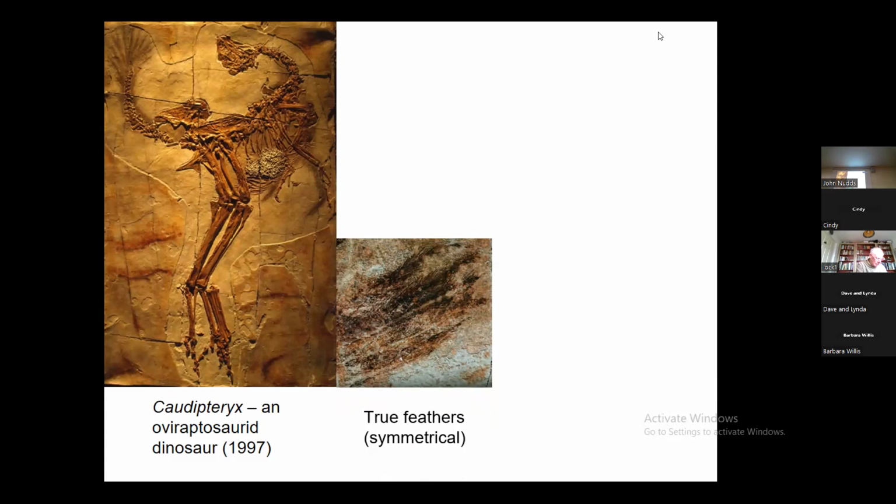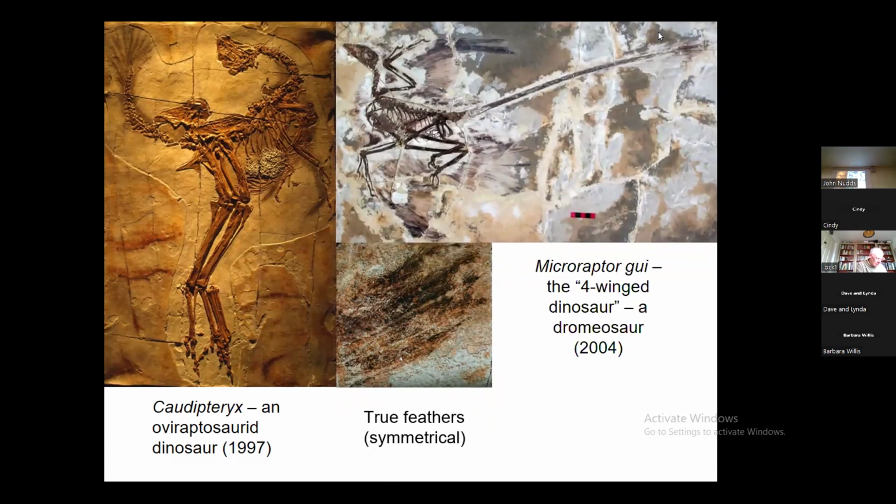There's no aerodynamic function to them. But then in 2004, this little genus, Microraptor, at the time the smallest dinosaur ever known, was described, hit the press as the 4-winged dinosaur because it had feathers on all 4 limbs, the hind limbs as well as the forelimbs. And these feathers were asymmetrical. So this animal could fly in some form or another. Most probably it didn't have powered flight, you know, it didn't have flapping flight. Most probably it was a glider, climbing trees and jumping from branch to branch.